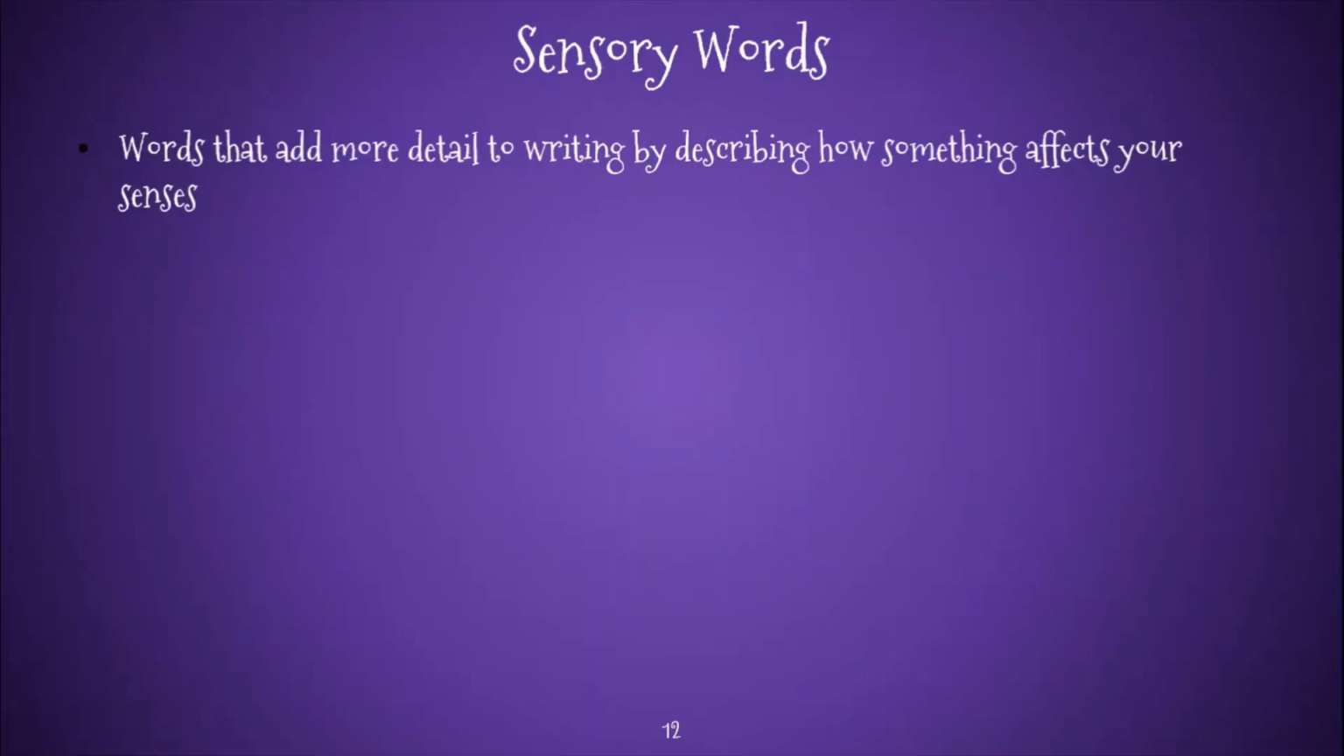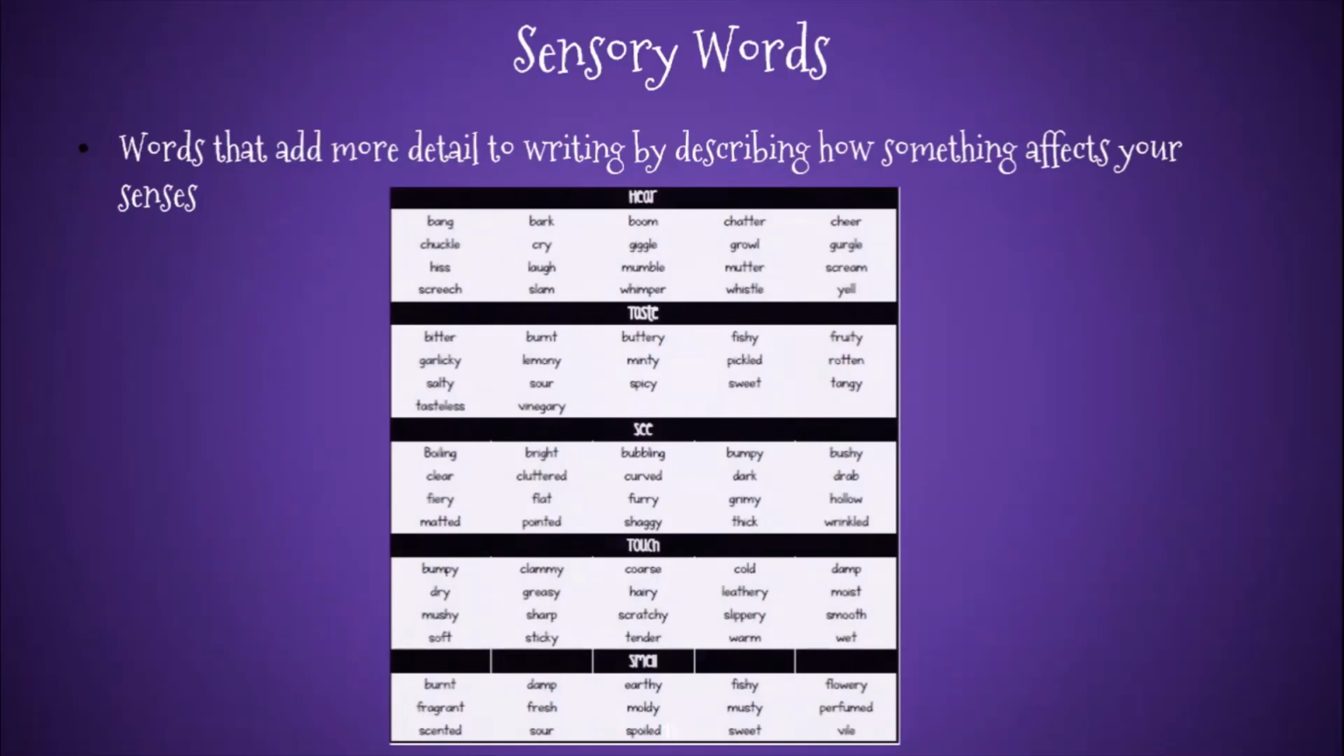Now, the last thing I want to talk about is sensory words. And sensory words are words that add more detail to writing by describing how something affects your senses. And I provided a little chart here with just a few sensory words that you could use in your writing or to give you an idea of what they are. And these are really important because they can add so much more detail, and we're going to see here in a second when we go back to the example. But think of words that appeal to how you hear something, how something tastes, what it looks like, how it feels, or how it smells.